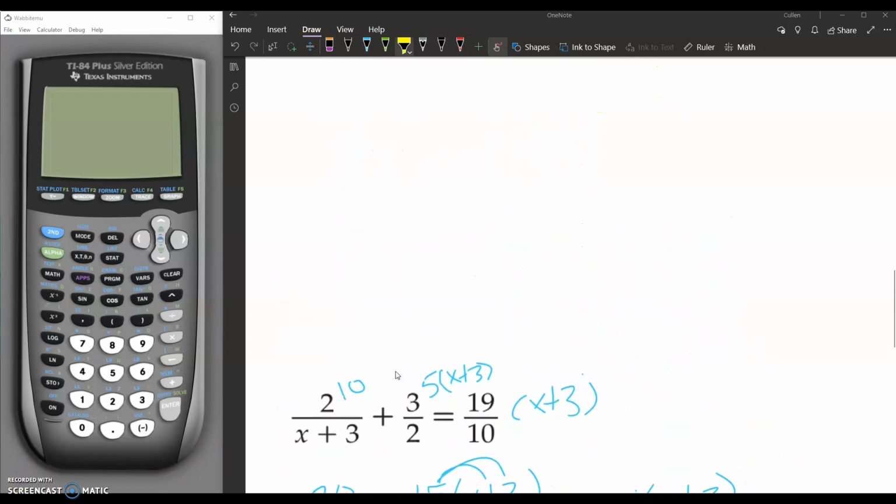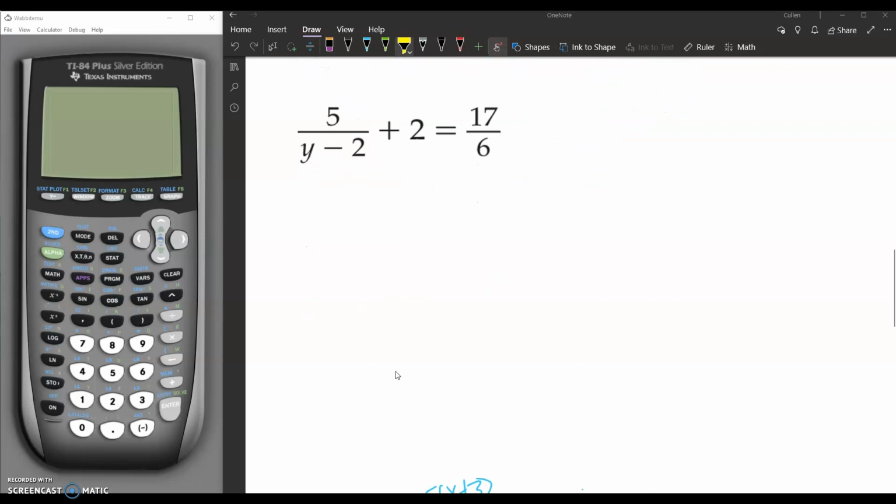Okay, let's talk about our last problem. Our last problem is up here. So let's go again. Figure out what our common denominator is going to be. And let's talk about this 2 in the middle. What I'm going to do is put this 2 over 1, because you can make anything a fraction by putting it over 1, and then it actually makes it easy for you to get a common denominator there.